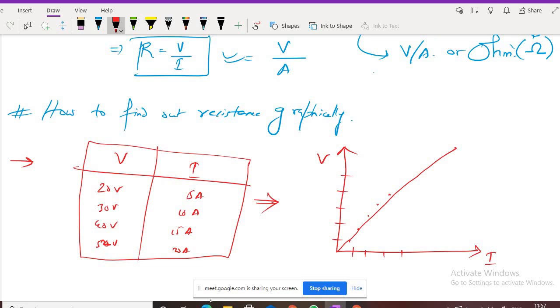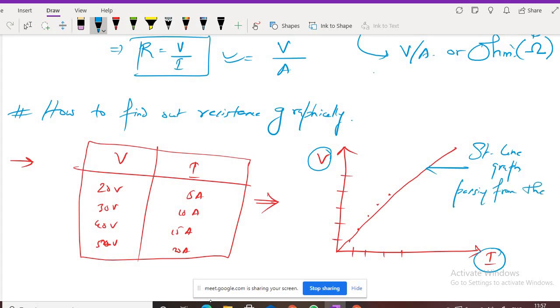So if somebody asks you how the graph between potential difference V and current I looks like, you will say the graph is a straight line graph passing through the origin. Understood? You can see that the graph is straight and it is passing through the origin. Have you understood? Is this clear?